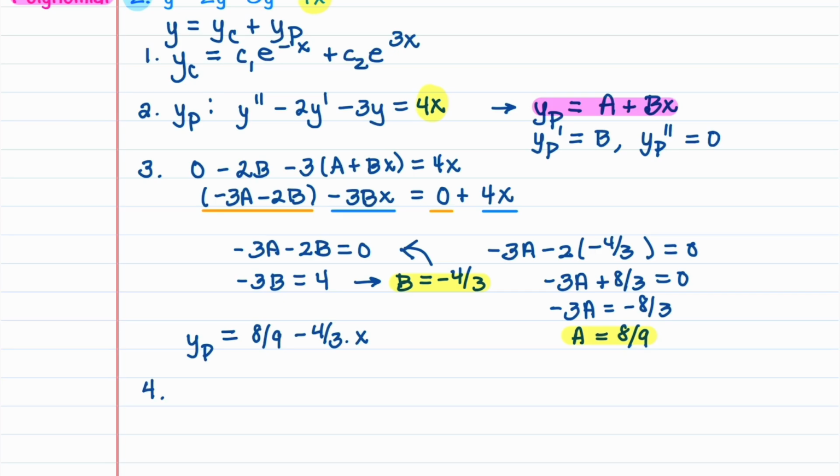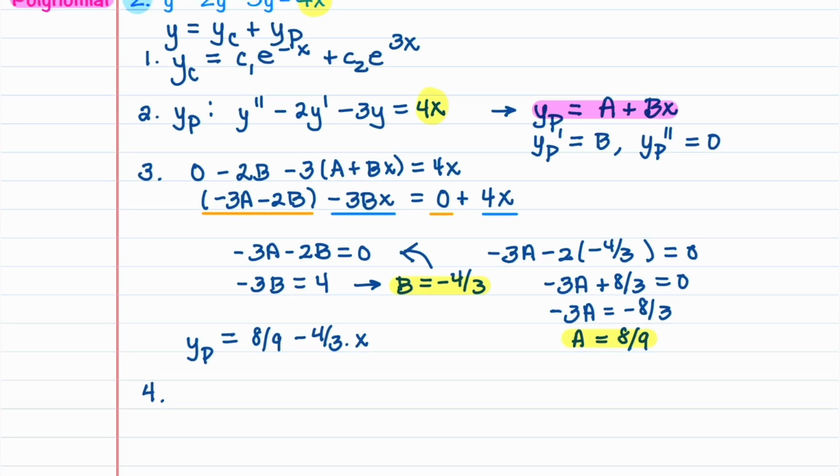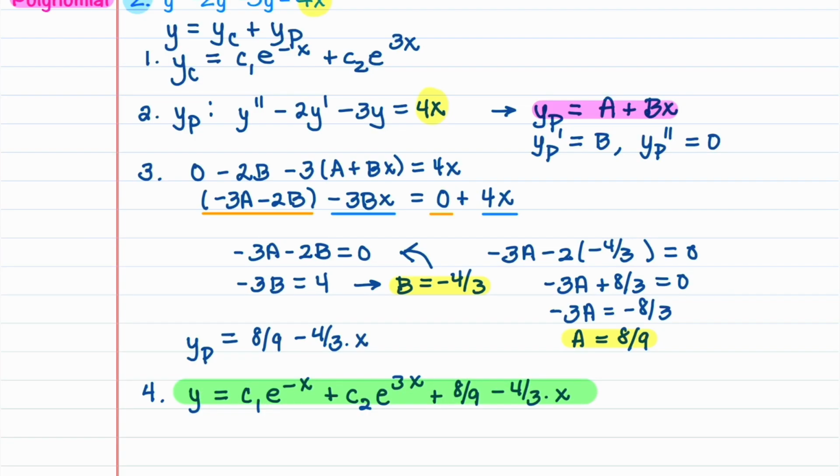Step 4 is the easiest one. And all we have to do for this one is just combine our two solutions. This gives us y is our homogeneous solution, c1 e to the minus x plus c2 e to the 3x. And then we add on 8/9 minus 4/3 times x. And there's our solution.